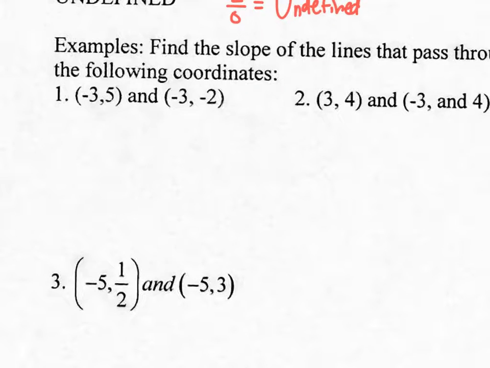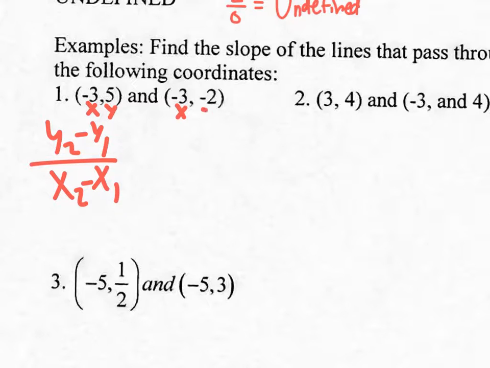So right here, where you go y2 minus y1 over x2 minus x1 and label them x, y, x, y, 1, 1, 2, 2. You're going to have minus signs. What do I get on the top left? What's my y2 value? Negative 2. What's my y1 value? What's my x2 value? What's my x1 value?